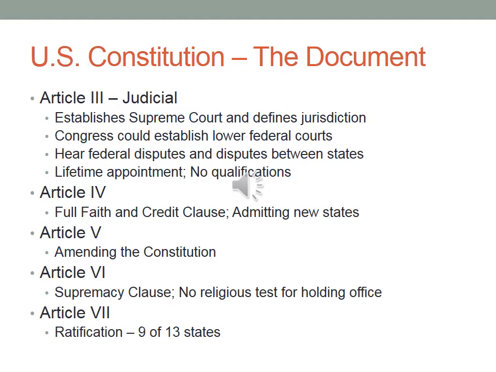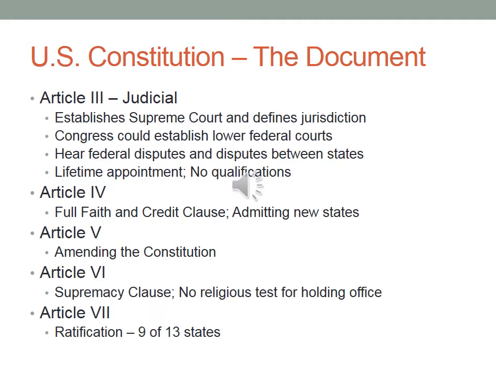Article 4, full faith and credit clause and admitting new states. The full faith and credit clause basically states that each state must honor and respect the judicial proceedings and documents of other states. Things like driver's licenses and marriage licenses, you don't have to change. You don't have to get remarried every time you move to a different state, because every state gives full faith and credit to the marriage licenses of the other states. Article 5 talks about amending the Constitution. We'll touch on that in just a second.